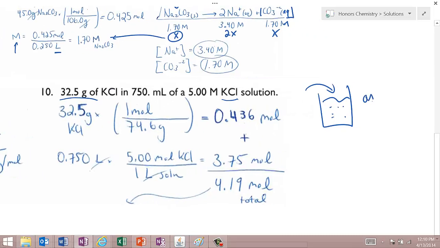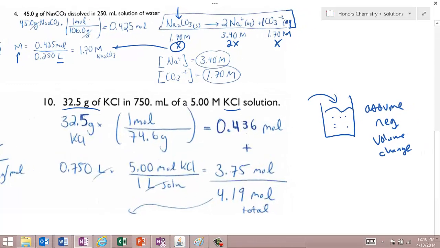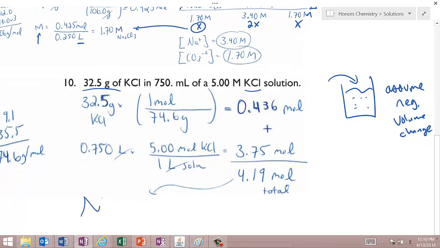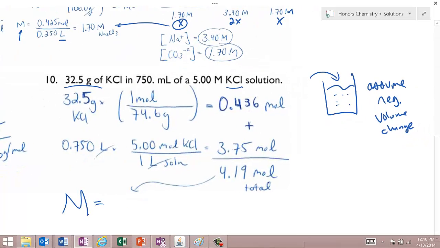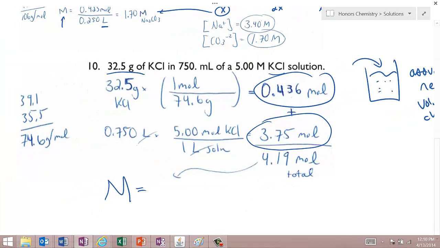I want you to assume a negligible volume change, because otherwise we'd have a new volume. The volume would change too. So we're going to assume the volume doesn't change a whole lot. And so I'm going to still divide when I find my molarity, assuming that the volume doesn't change a whole lot when we add that. So I find my moles from the powder plus the moles that were already in there, and then I can find my new molarity and go from there.